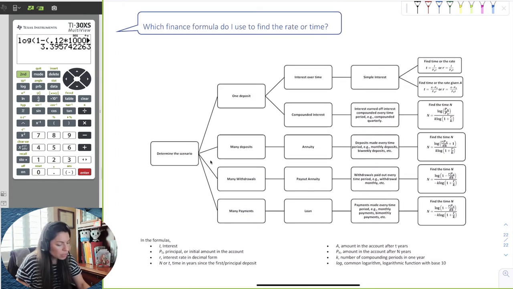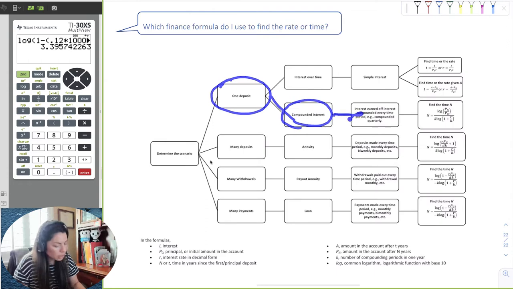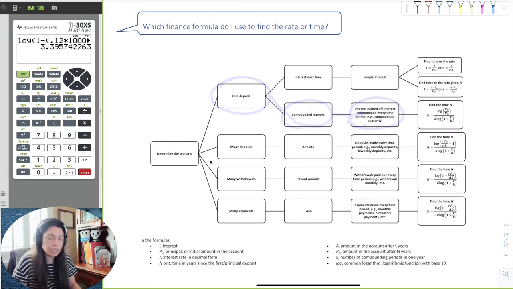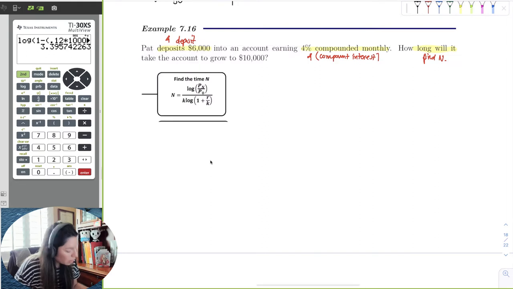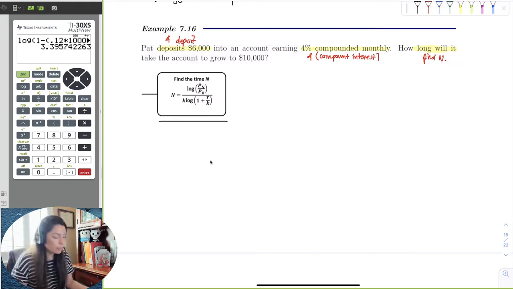And we determine the scenario to be one deposit with compound interest, with one deposit earning interest off interest, and then there's the formula we use. So let me go ahead and grab the formula, and we can go ahead and find the parameters.